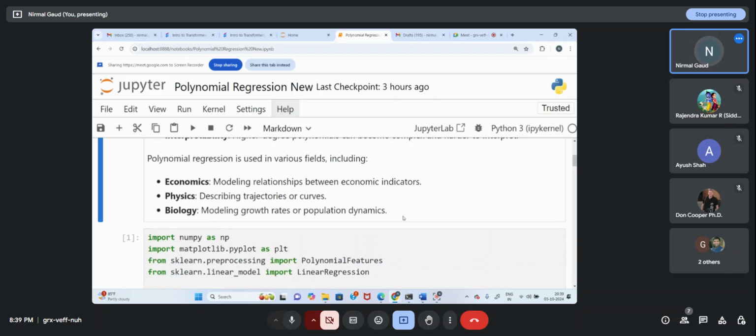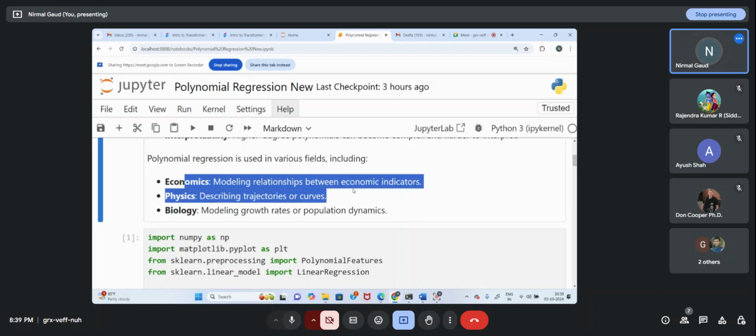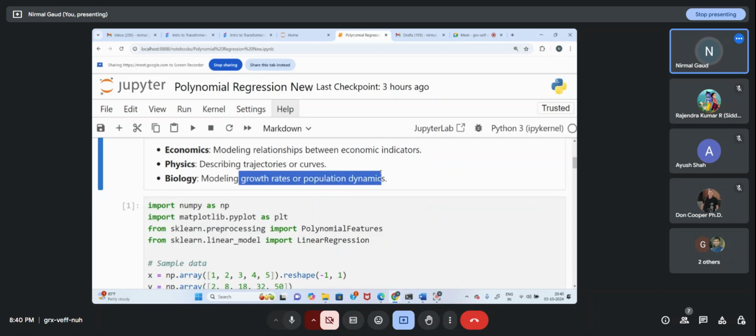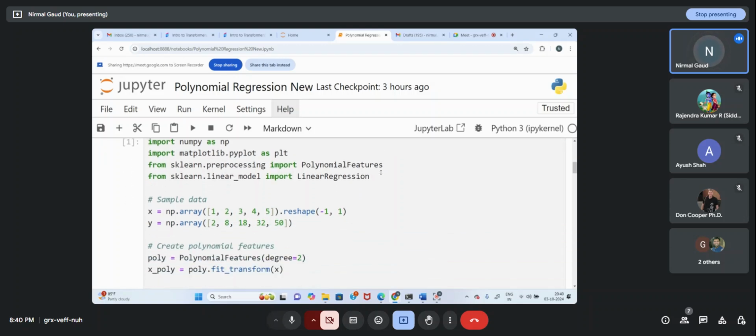Anyways, the application of polynomial regression is in economics because economic indicators may not be linearly related. In physics, also to describe the trajectories and the curves. In biology, also to deal with the growth rates or population dynamics. Okay, and here is the implementation.